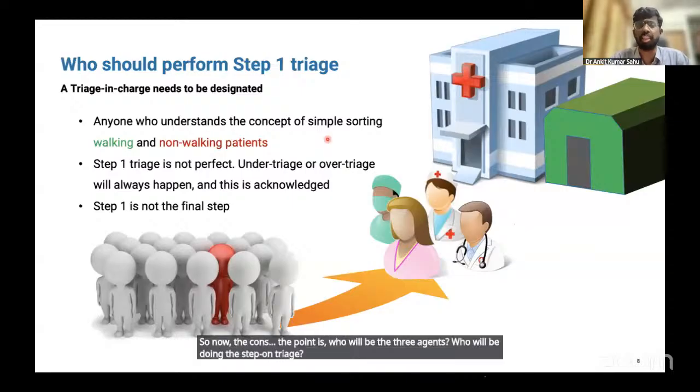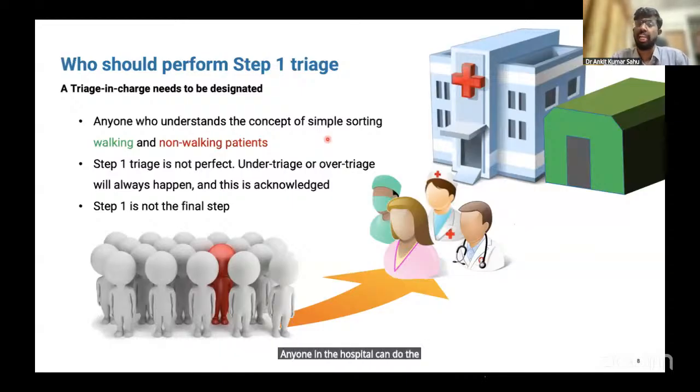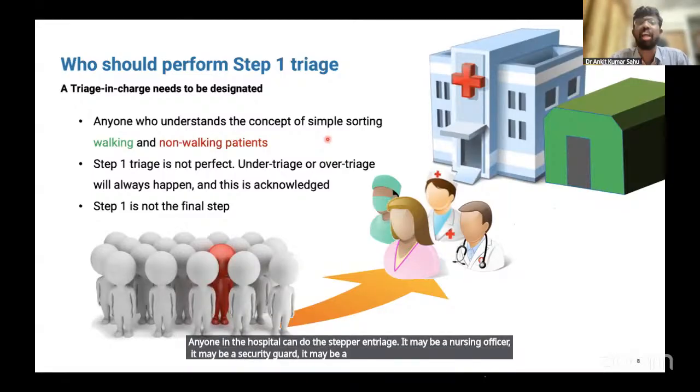Anyone in the hospital can do the step-one triage. It may be a nursing officer, it may be a security guard, it may be a hospital attendant. But yes, obviously the person should be of the hospital so that he or she can direct the walking patient to the walking zone, and the non-walking to the non-walking zone.